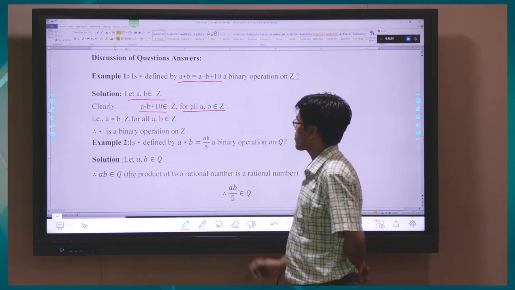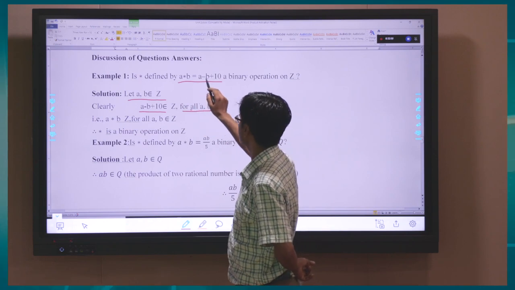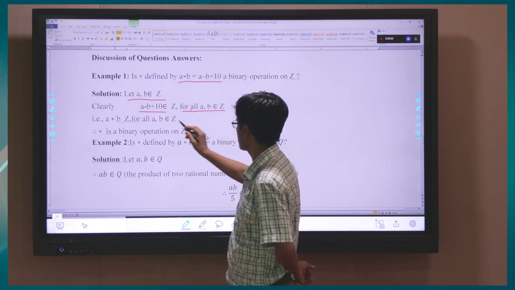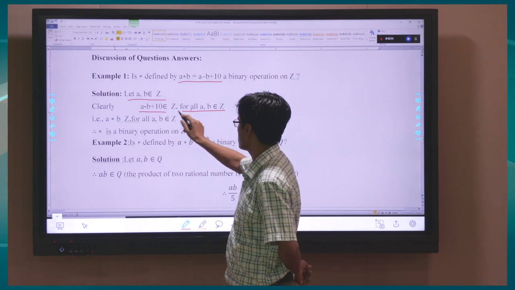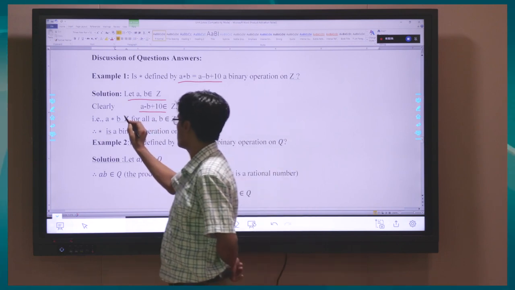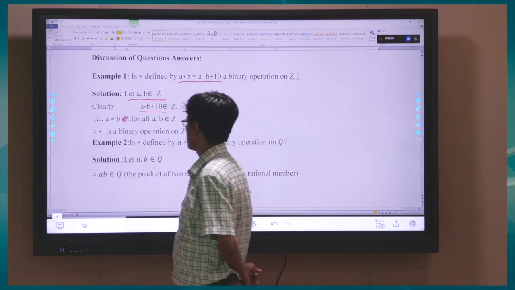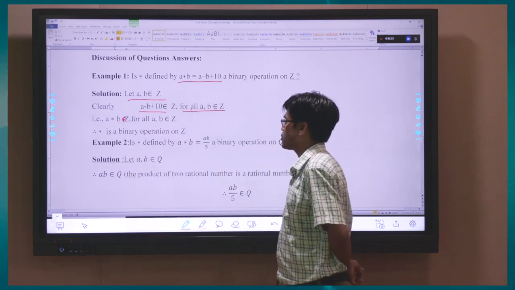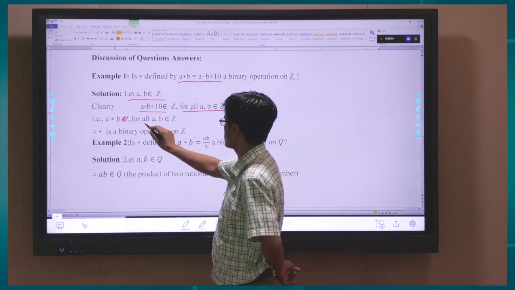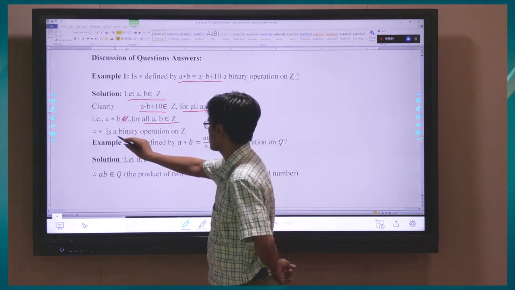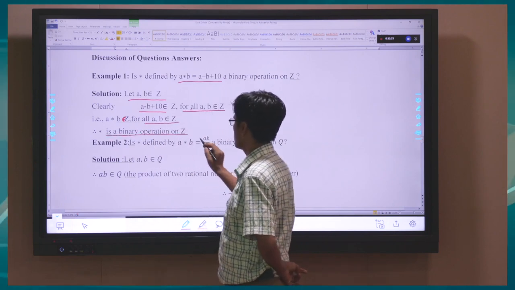So obviously, A star B is equal to A minus B plus 10. Clearly A minus B plus 10 belongs to Z. So obviously A star B belongs to Z for any elements A, B belongs to Z. So star is a binary operation on Z.